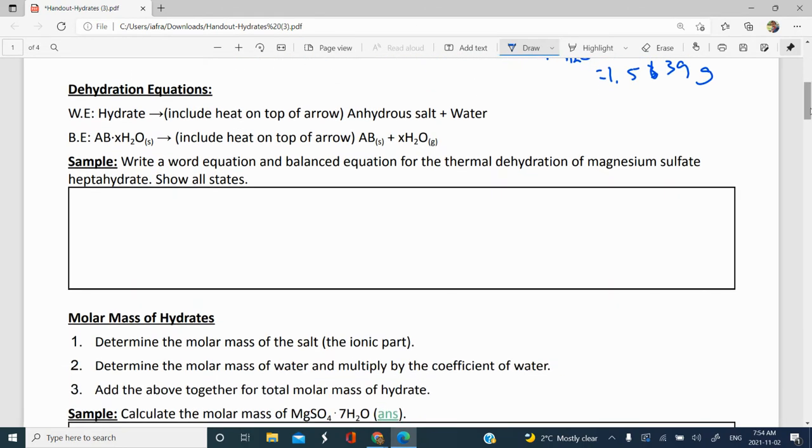So we have our dehydration equation. That's our first skill we have to be able to do. Write a word equation and balanced equation for the thermal dehydration of magnesium sulfate heptahydrate. Show all states. So we'll start with a word equation.